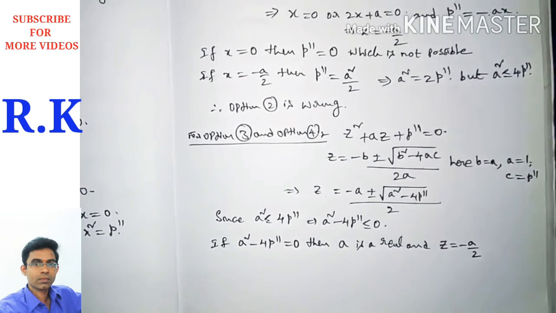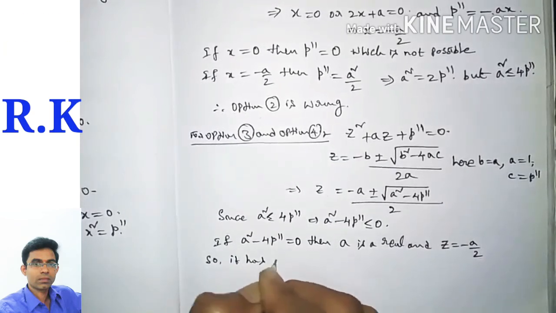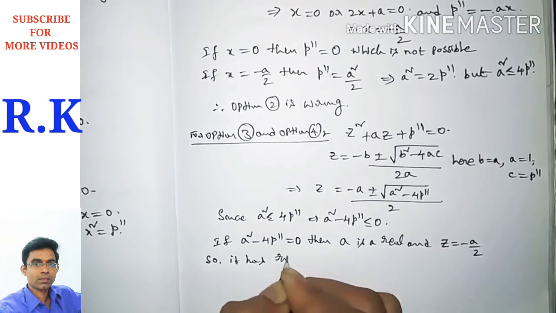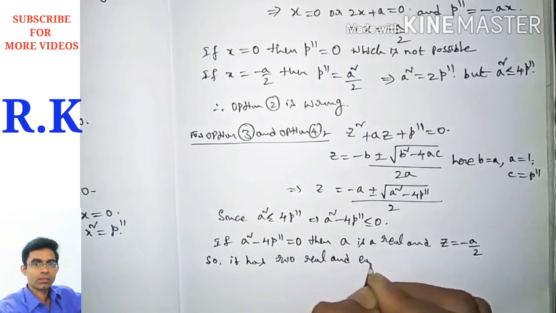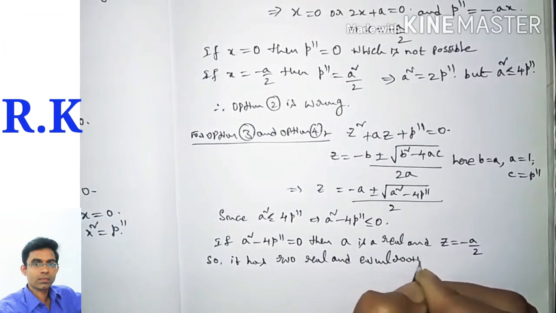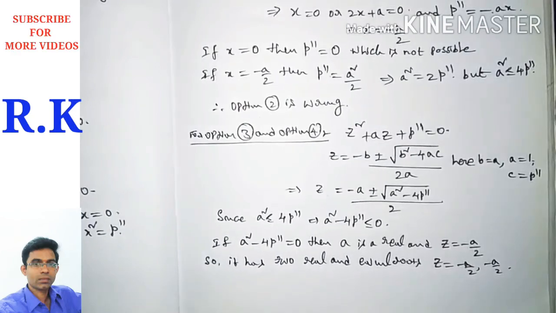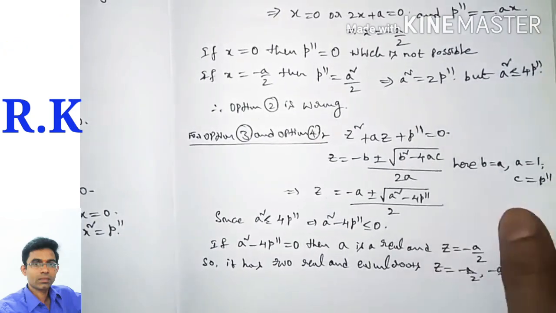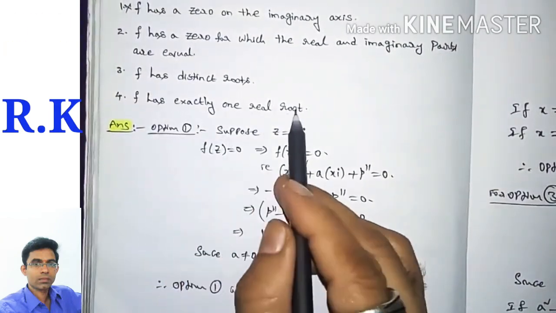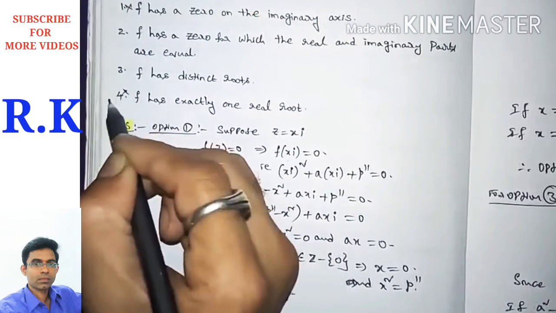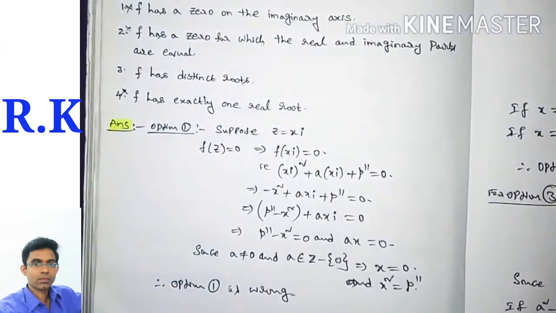Is it clear? So it has 2 real and equal roots, z = -a/2, -a/2. So therefore our option number 4 is also wrong, because f has exactly one real root. So this is also wrong, and option number 2 is also wrong. So f has distinct roots.